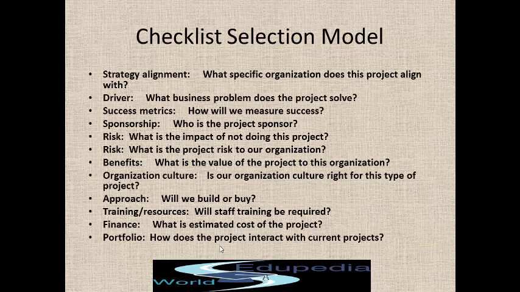So what is the checklist for the selection model? Strategic alignment. Whether this project aligns with the strategy of the organization. What business problem does the project solve? So that is the driver. What is the problem the project is intending to solve? There should be a clear business problem the project needs to solve.